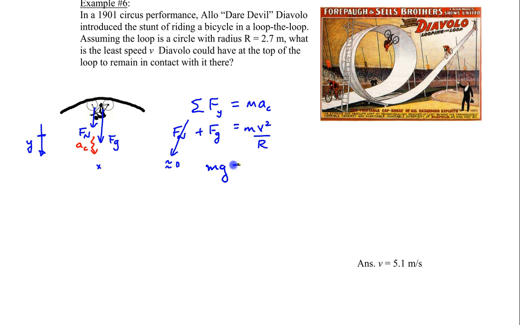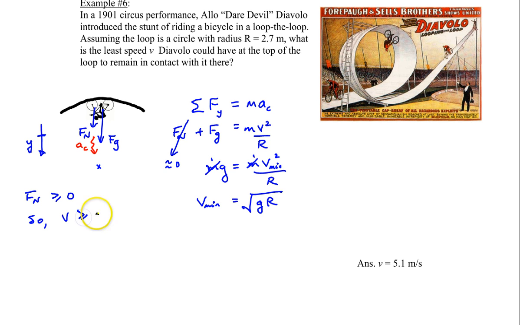So mg equals m, and we'll just call this v minimum squared, all over r. We'll see that the mass cancels out here, and we get the minimum velocity is equal to the square root of g times r. Now remember that we're looking for the situation where the normal force must be greater than or equal to 0, so really the velocity must be greater than or equal to the square root of g r. So at least equal to that at minimum, and anything bigger will create a normal force and it'll be fine.